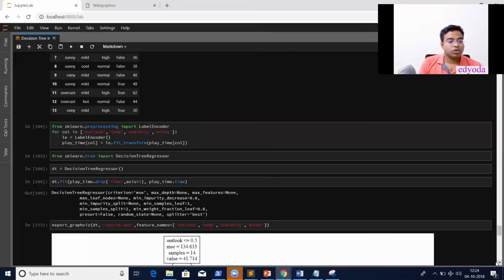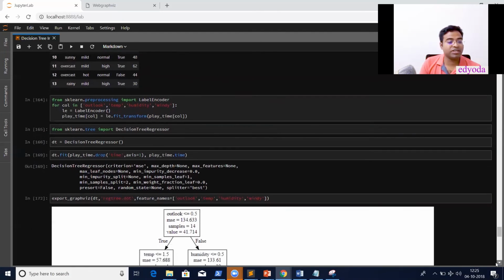Since these are categorical values, and we need to fit this to a decision tree, we need to convert them into labels, right? So that's what we are doing here. We are converting these categorical values into labels, only these four columns, not the last one. Then we are passing this to the decision tree, except for the time column. We are passing all of them, and it generates the tree.